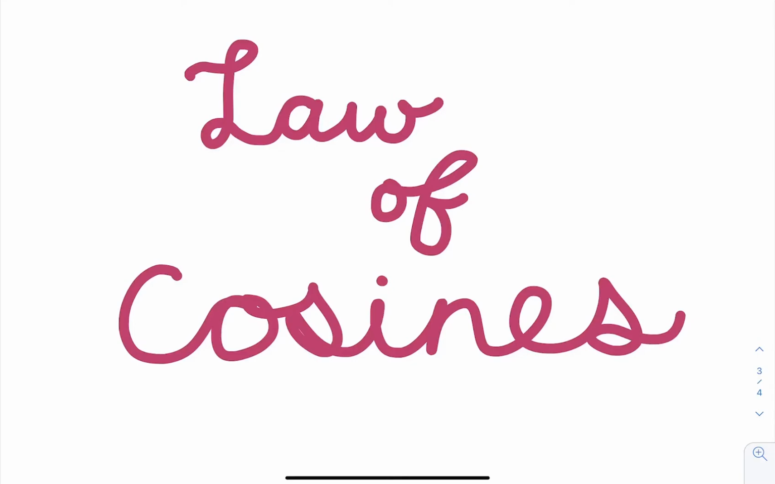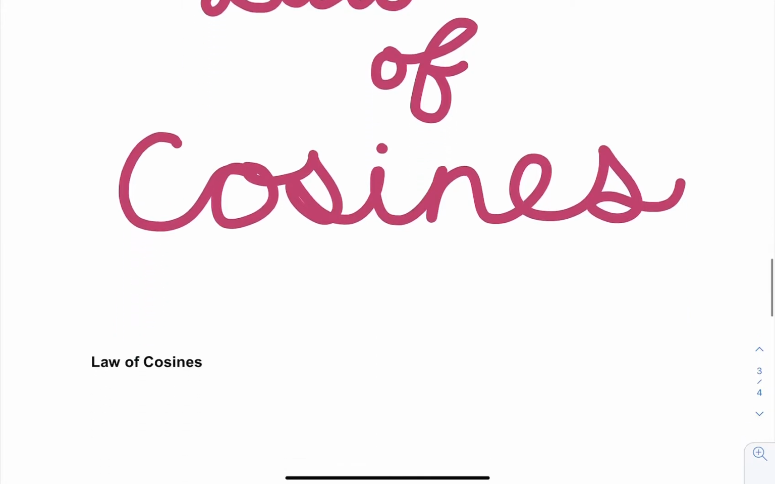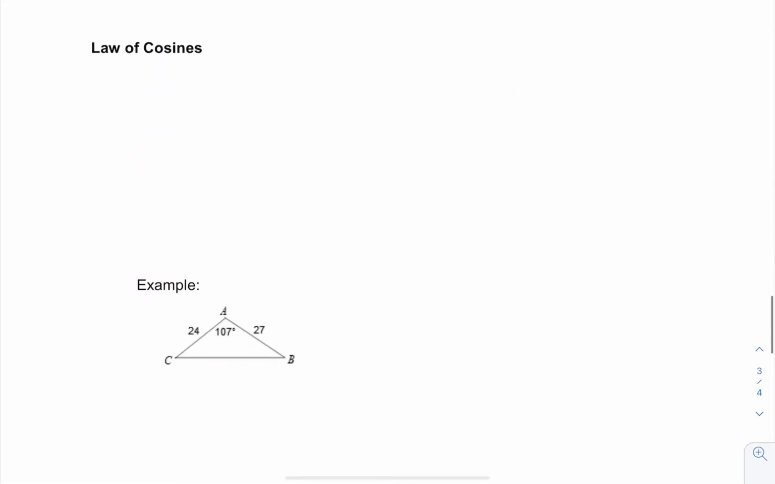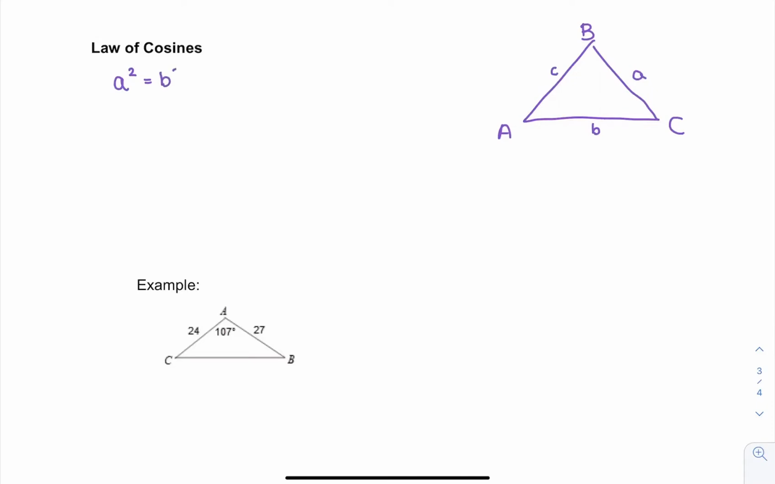In this video, we're going to be learning about the law of cosines for triangles. Just like before, if we have a triangle that has angles A, B, and C, and sides opposite A, B, and C, the law of cosines says that A squared is equal to B squared plus C squared minus 2BC cosine of A. It also has similar equations for B squared and C squared.